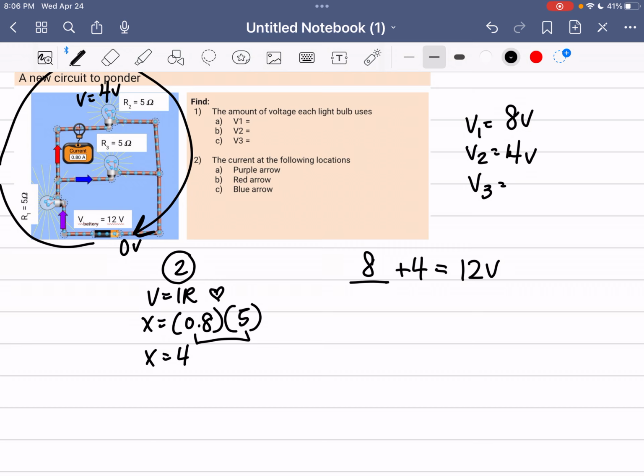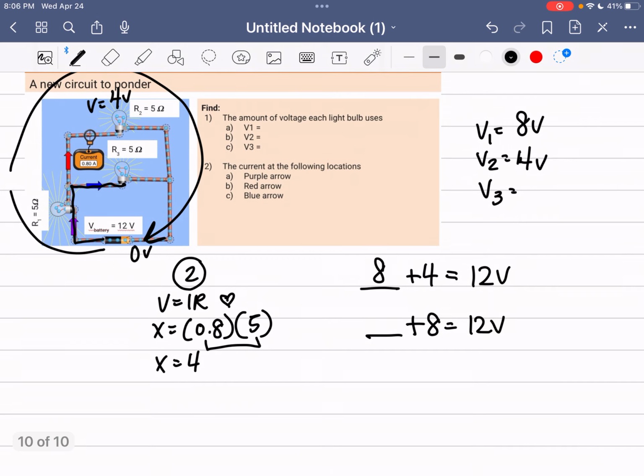And then for the third one, these are sharing a current as well. So what plus 8 equals 12? It's 4. So then our third one, oh my gosh, is 4 volts.